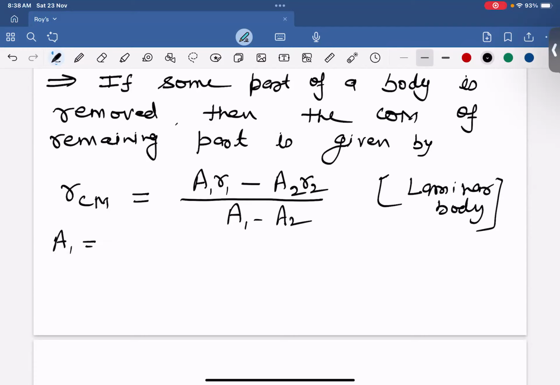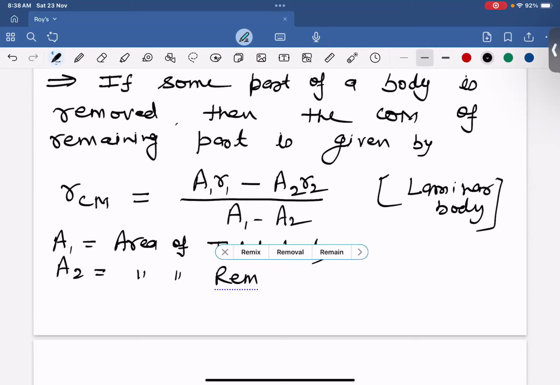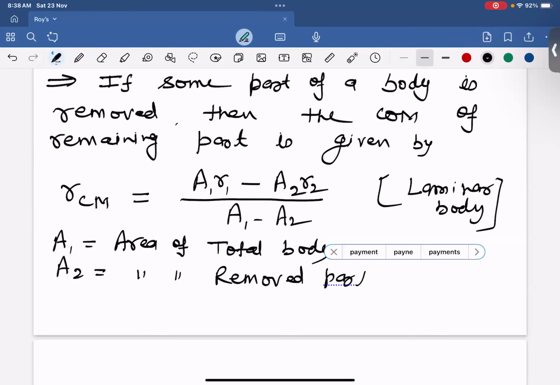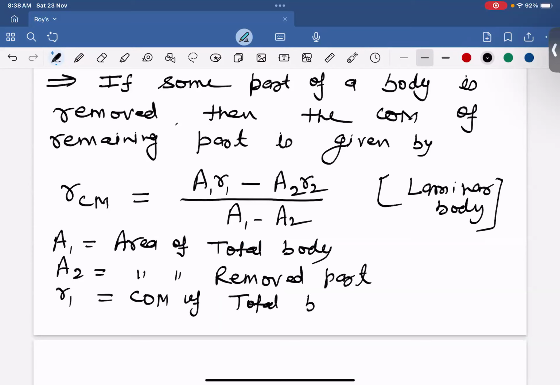Here A1 is the area of the total body. Complete body area you have to take. And A2 is the area of the removed part. What is R1? R1 is the center of mass of the total body. And R2 is the center of mass of the removed part. Whatever part you have removed, that part's center of mass is R2.